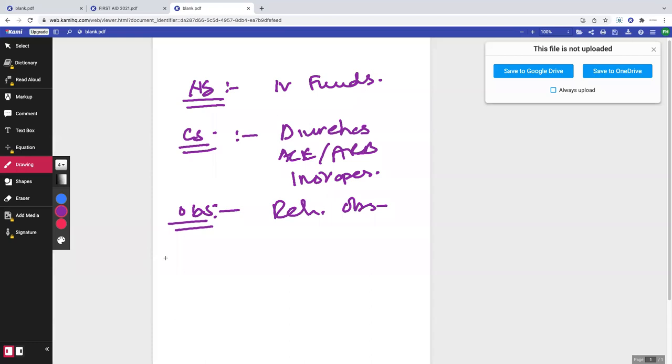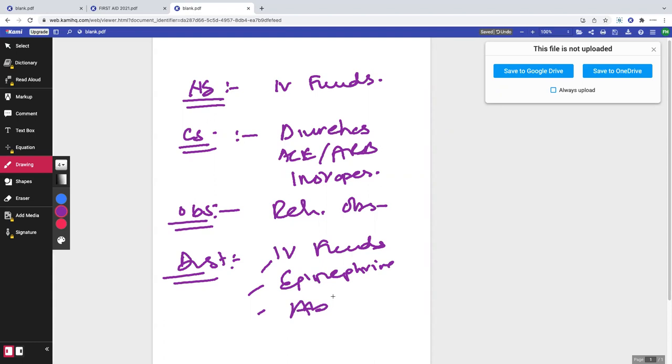Next one is distributive shock. Distributive shock is simply due to what? Sepsis, anaphylaxis. So if there's sepsis or anaphylaxis, what do we do? We give IV fluids, we give epinephrine, so that there is vascular contraction and vascular tone. And number two is, in sepsis, we can give antibiotics and all the other things. Yes or no? Okay. Are we clear?